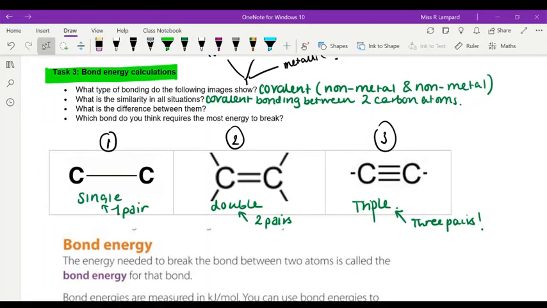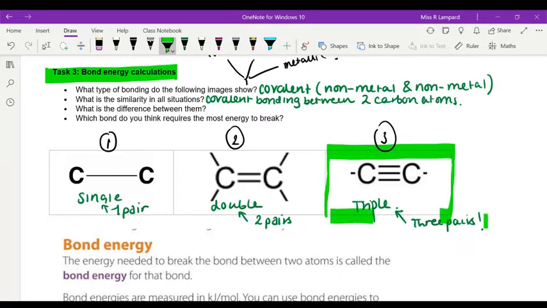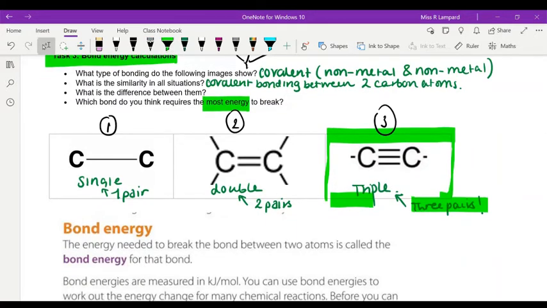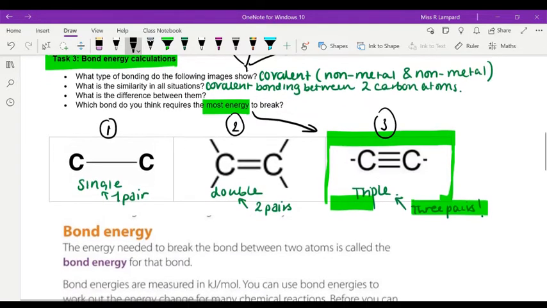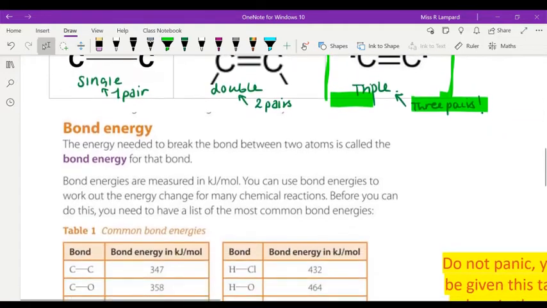And which bond do you think requires the most energy to break? Well, probably we're going to identify that this triple bond here that's sharing 3 pairs of electrons is the bond that's going to require the most energy to break, because the forces of attraction holding those 2 carbon atoms together is the strongest. So that was image 3 there. And essentially what we're leading on to is to answer this question.